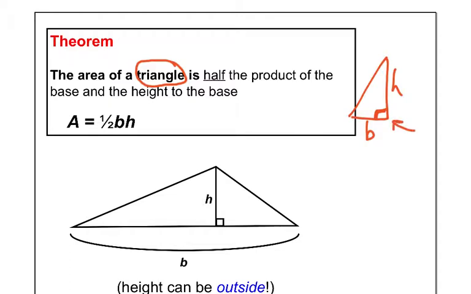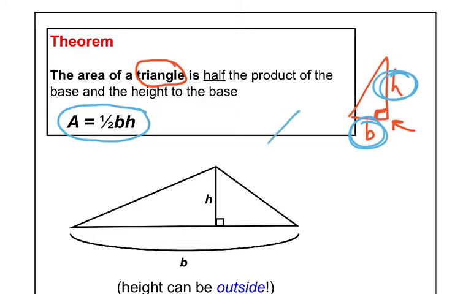I snuck in the word perpendicular. Did you hear that? We don't really know that word yet. I'm sorry. You have no idea what I'm talking about. But this is a right angle which leads into perpendicular later. All right, our formula, friends, if you remember this, the area of any triangle is 1/2 base times the height.